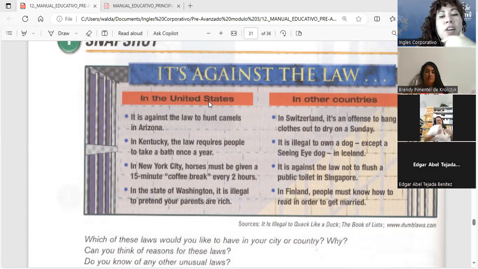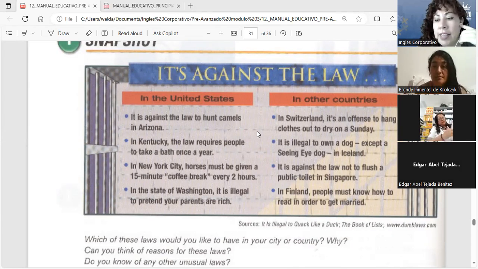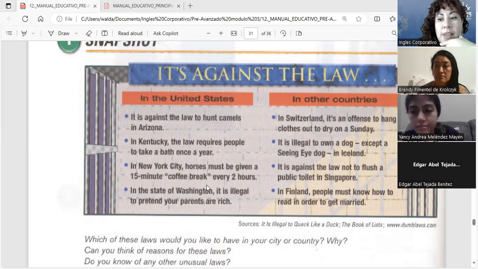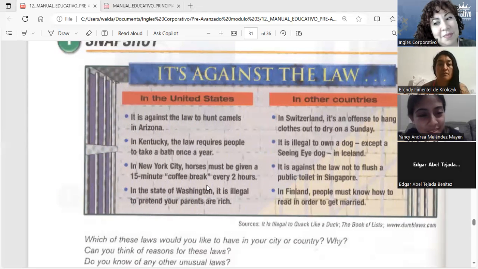So, for example, in the United States, can someone read me what is against the law or illegal? Who wants to help me read this? Yancy? Okay. Go ahead. In the United States, it's against the law to hunt camels in Arizona. In Kentucky, the law requires people to take a bath once a year. In New York City, horses must be given a 15-minute coffee break every 2 hours. In the state of Washington, it's illegal to pretend your parents are rich.